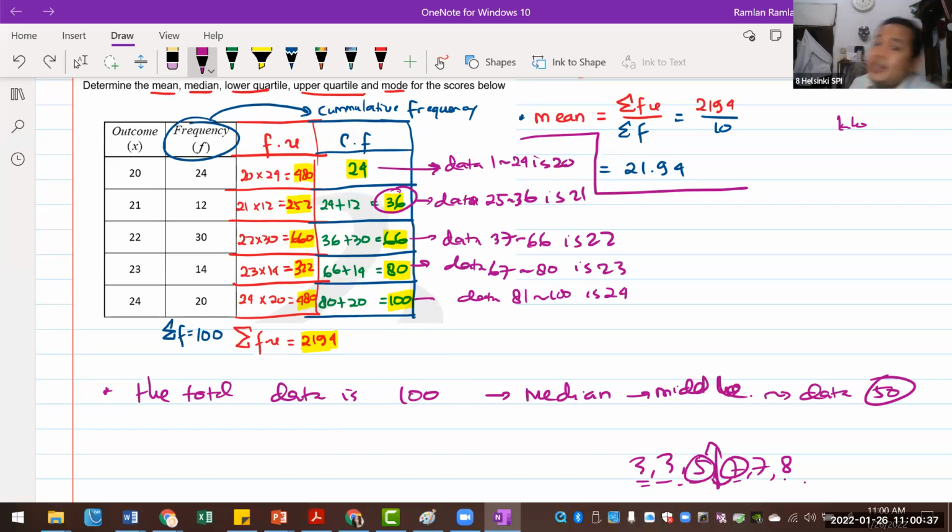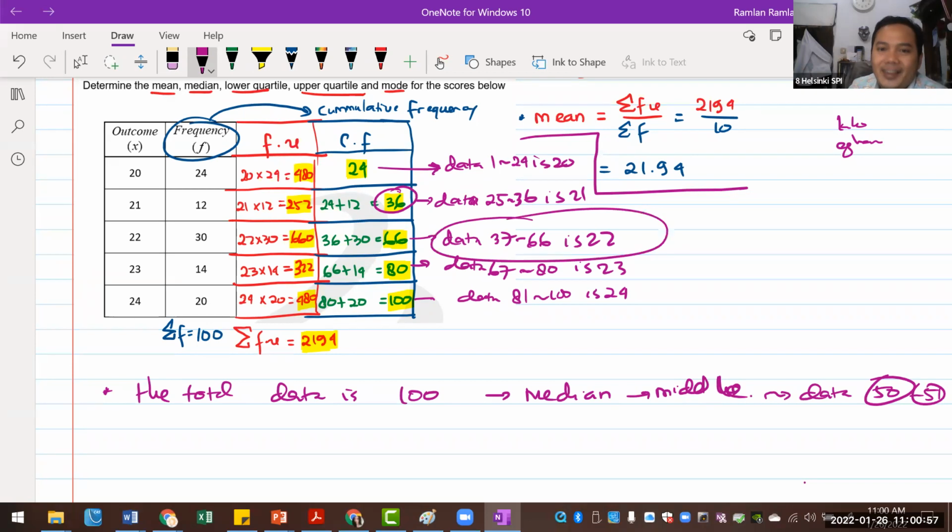We have 100 data. 100 is an even number. So it's not just data number 50, but data number 50 and 51. So there are 2. So data number 50 and 51 and then divided by 2. And earlier Riko was right. So where is data number 50? It's here, right? Data number 37 to 66 is there. So data number 50 and data number 51 are also there.